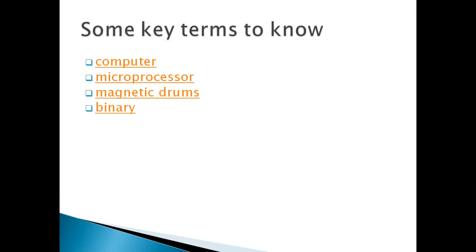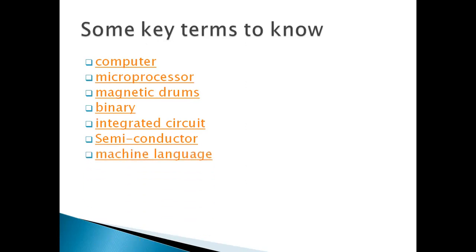Binary are the codes or the numbers 0 and 1, which is the language for computers, in which the program is written for the computer and which is directly understood by the computer. Integrated circuit is the main part or CPU of third generation computers. Semiconductors are devices which are used to pass electricity partially. Machine language is the language understood by the computer.